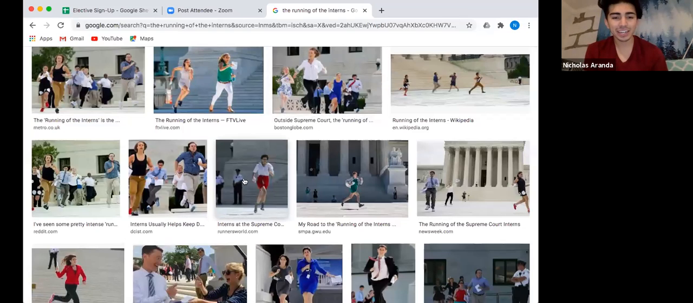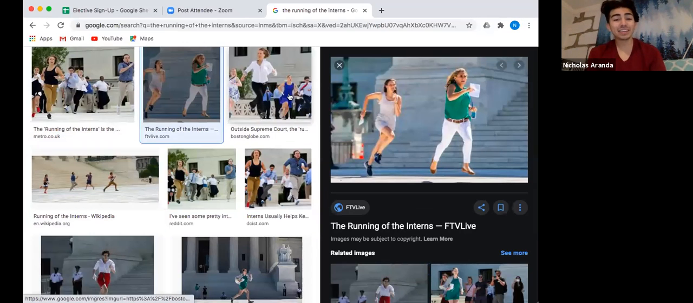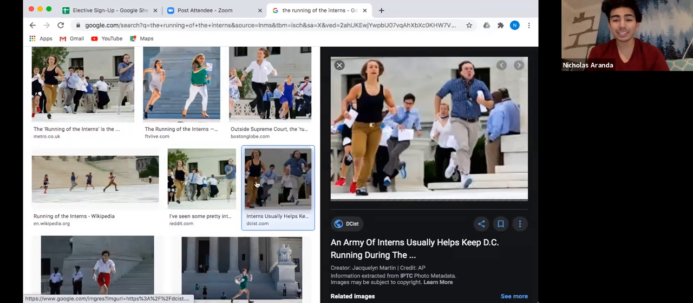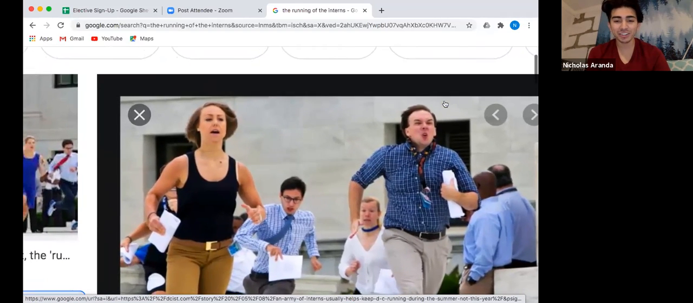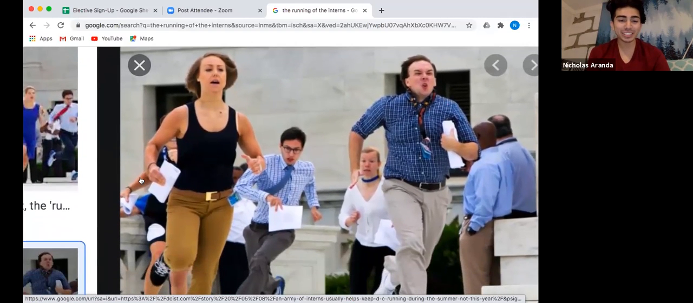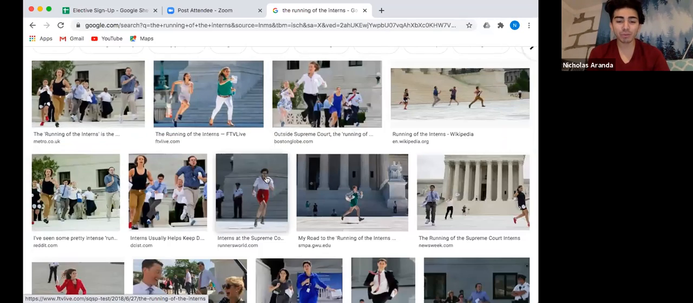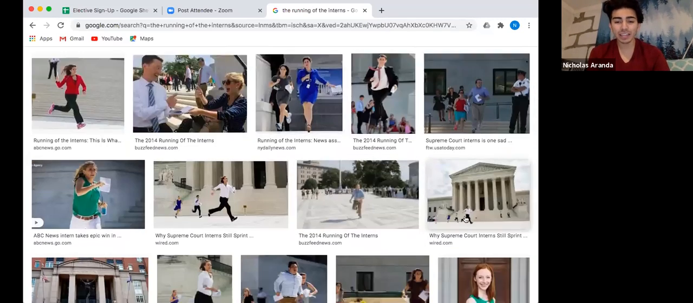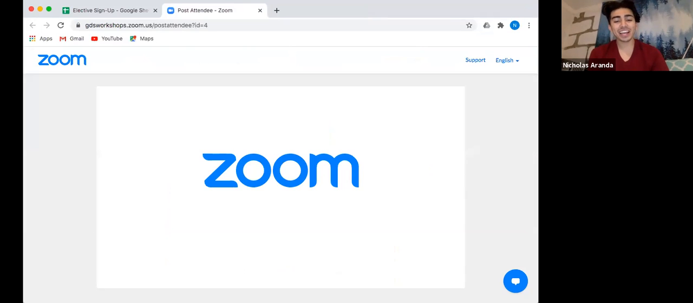My screen? I just Googled the running of the interns, and you can see people running across the Supreme Court. So this is a thing that happens all the time. If the Supreme Court rules on a big decision, all these little college interns will take the Supreme Court decision and run all the way from the Supreme Court to the press office across the street where they have access to the internet, and they're like, here's the decision, and it's really cool.